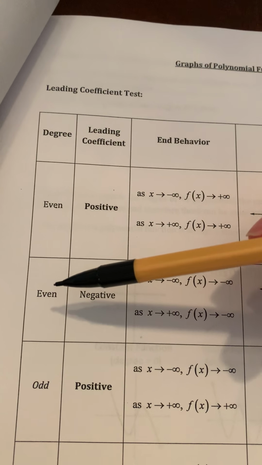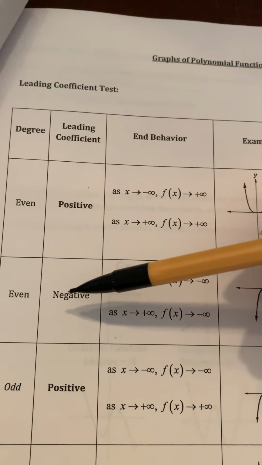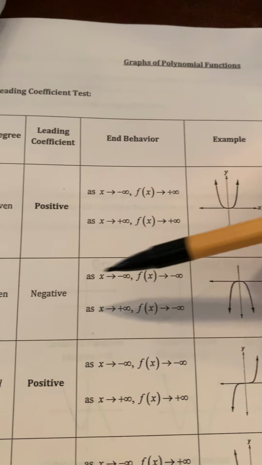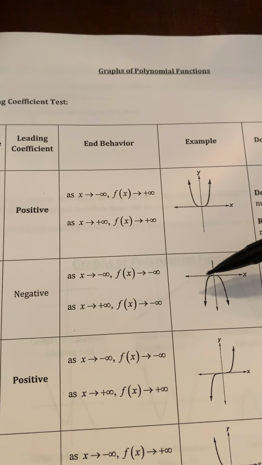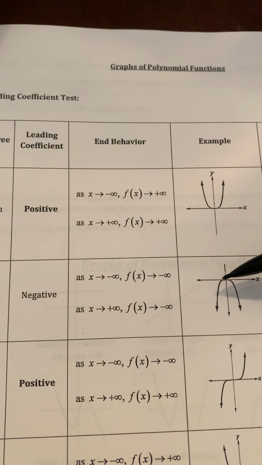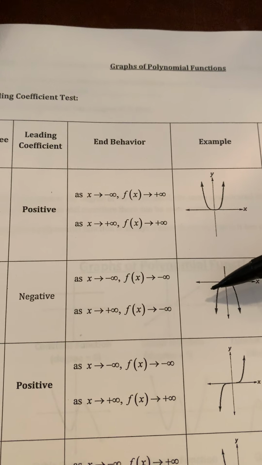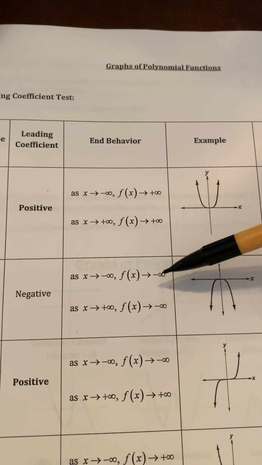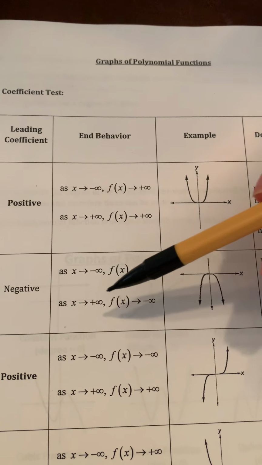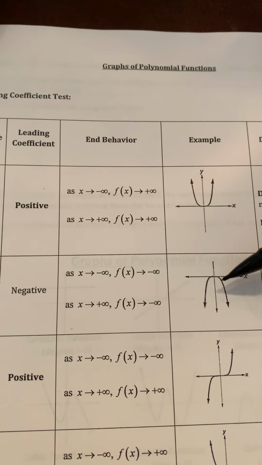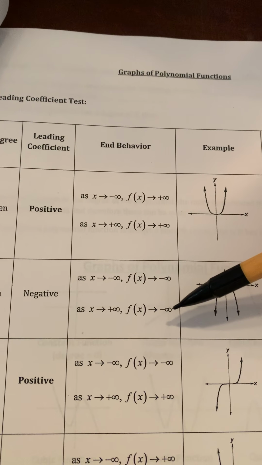What about if I'm an even degree and negative? Well, remember if I have a negative x squared, that made the graph flip. So the graph is opening down. What that means for end behavior is, as my x values go to negative infinity, the y values are going down. So they too are going to negative infinity. And as my x values go to positive infinity, what's happening to the graph? It's going down. So the y values are going to negative infinity.